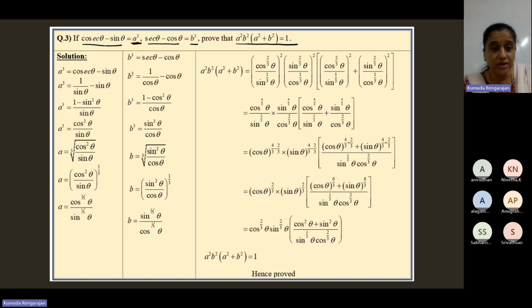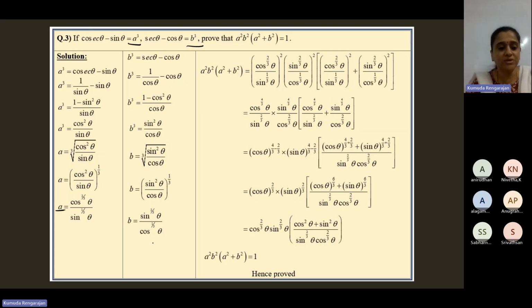A cubed is given: A cubed is cosecant theta minus sine theta. B cubed is secant theta minus cos theta. You will have to prove that A square into B square into A square plus B square is equal to 1. So you will have to first get the values of A and B. Using A cubed is equal to this, you should find the value of A, and using B cubed is equal to this expression, you should find the value of B. You have the expressions for A cubed and B cubed. What about A and B?